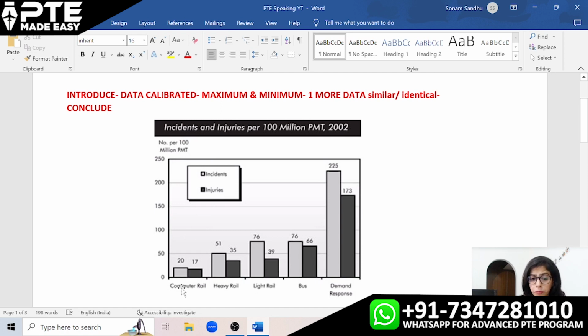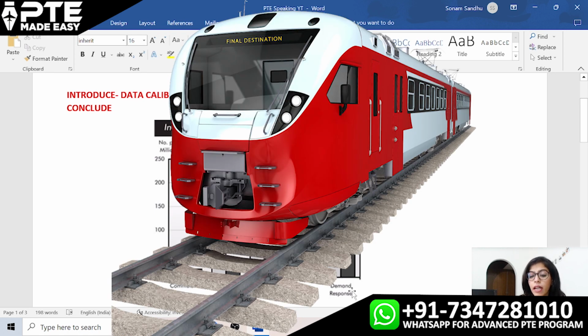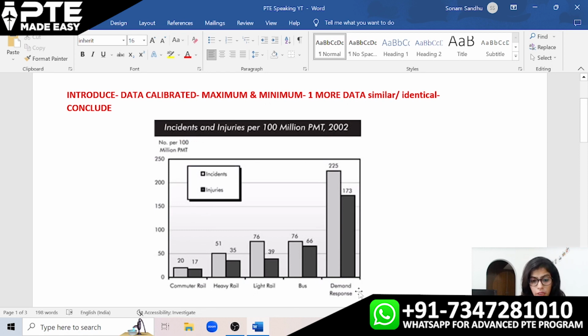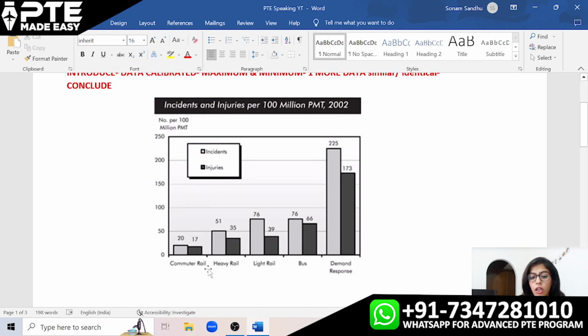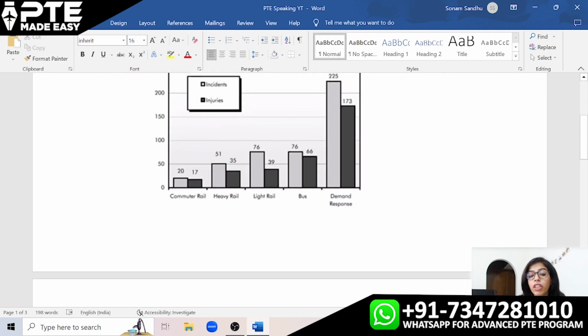Now here they are talking about 5 different public transportation types. First one, commuter rail. Second is heavy rail. Then light rail, bus, and demand response. So what are they basically talking about here? If we look at this one, we have gotten to know that there are commuter rail, heavy rail, light rail, and bus. They are talking about these 4 types. So we need to simply look at this and understand what there is to speak about.